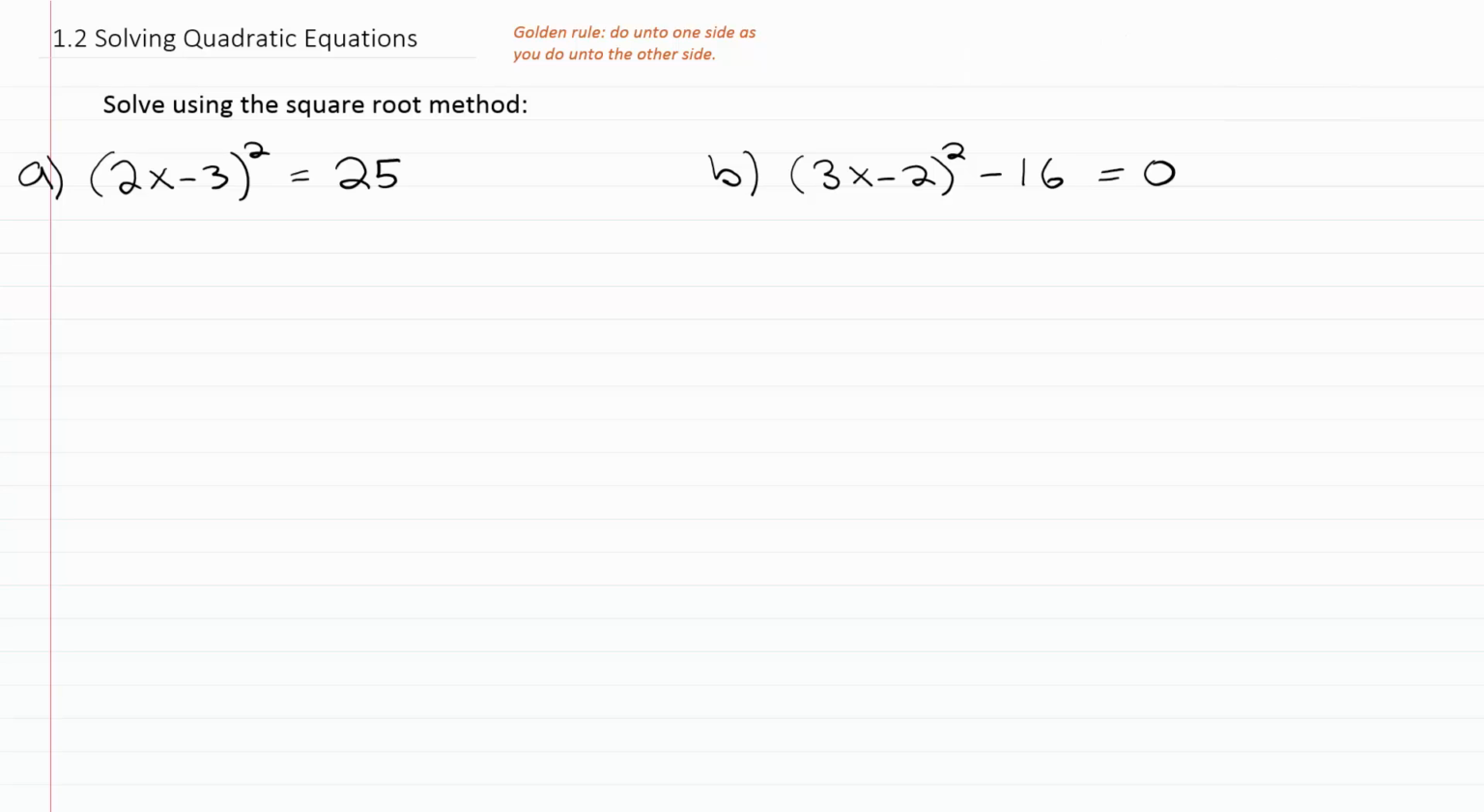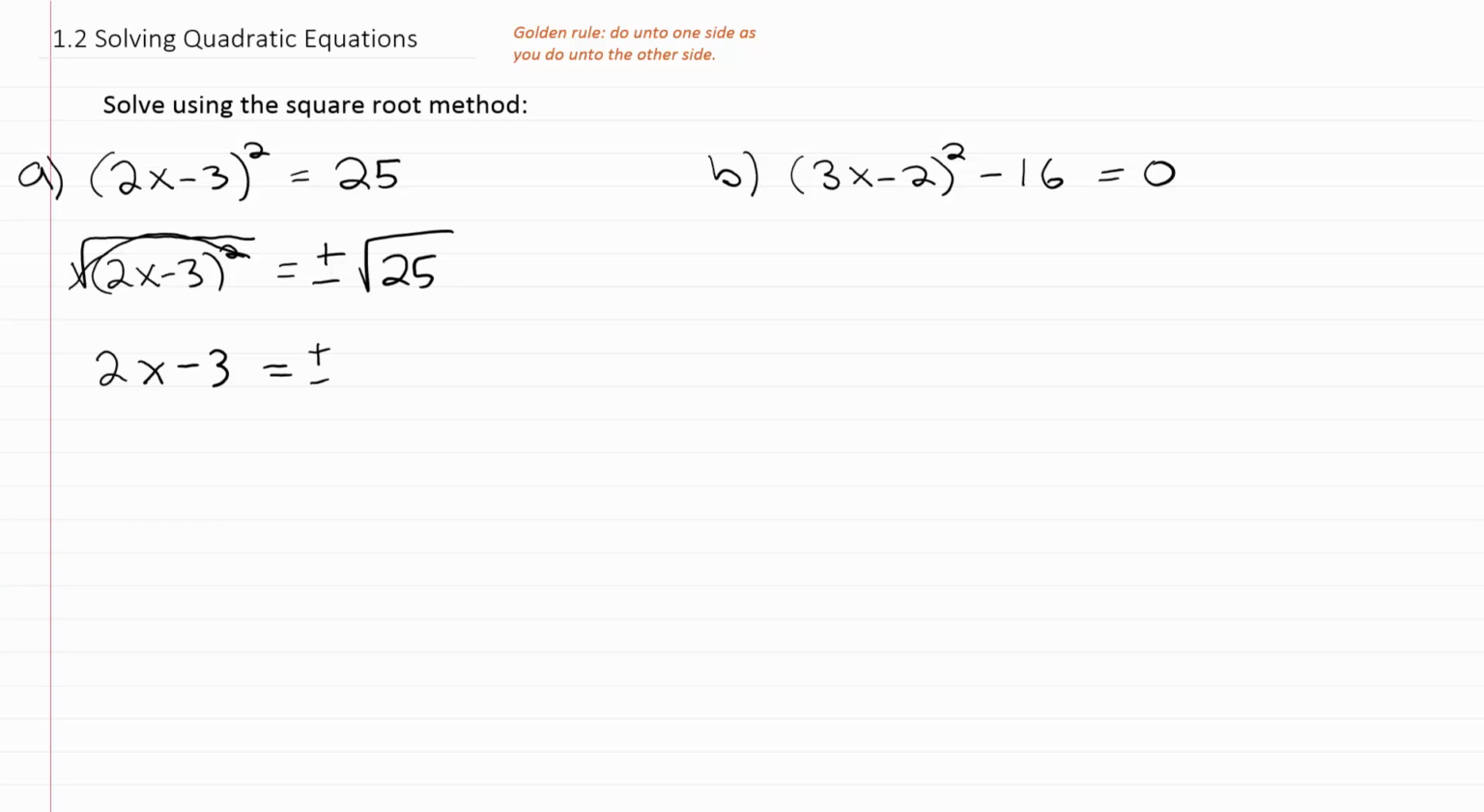So looking at example A, we're going to take the square root of both sides of the equation. So I'll take the square root of the left side. So 2x minus 3 quantity squared is going to be square rooted, and then we'll have, remember, plus and minus the square root of 25. And so when you take the square root of the left-hand side, those cancel out, giving you 2x minus 3 is equal to plus or minus the square root of 25. That's going to be plus and minus 5.